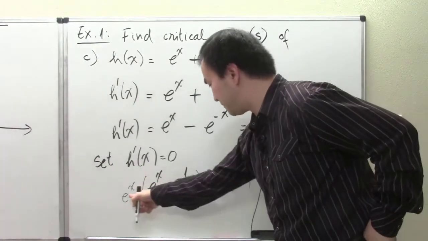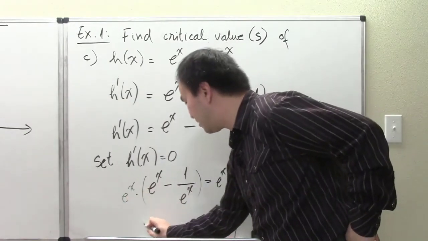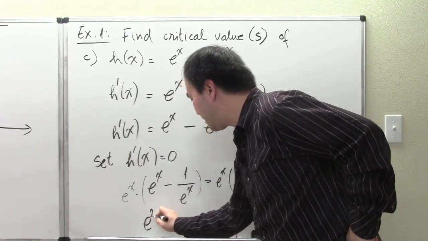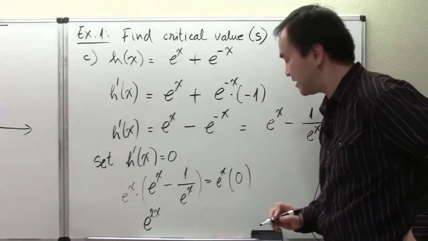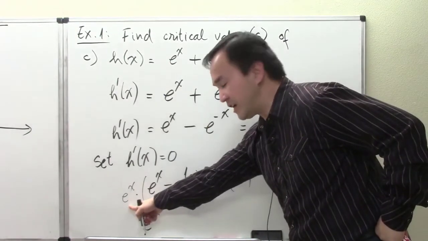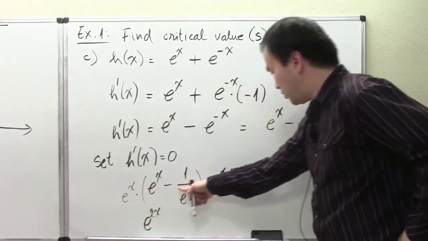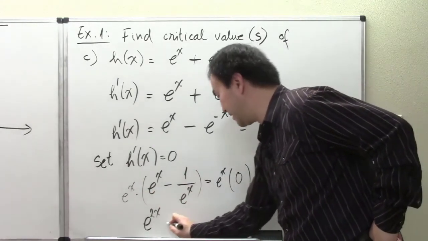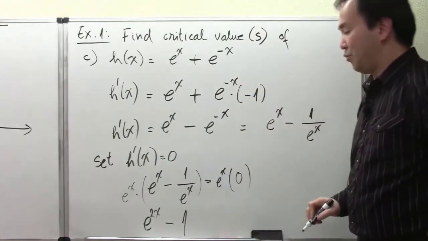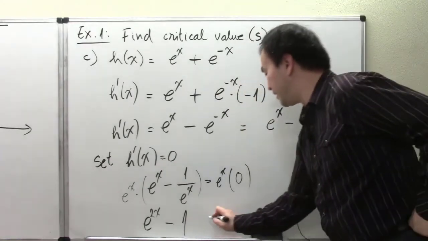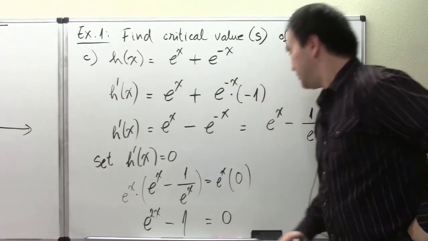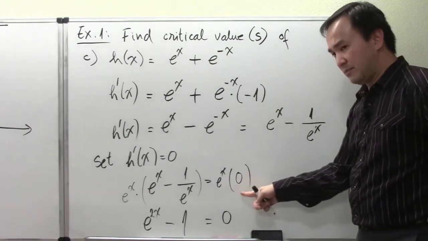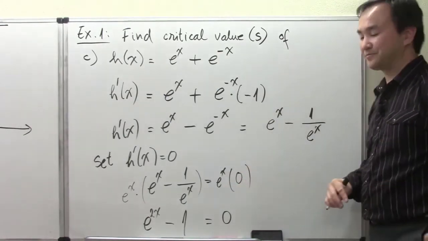Now in my next step, e to the x times e to the x is now going to become e to the 2x. That's what the first term is after distributing that e to the x. The e to the x now multiplying with 1 over e to the x will cancel out with that e to the x and gives me 1 right there. And all that equals 0, because e to the x times 0 is 0.